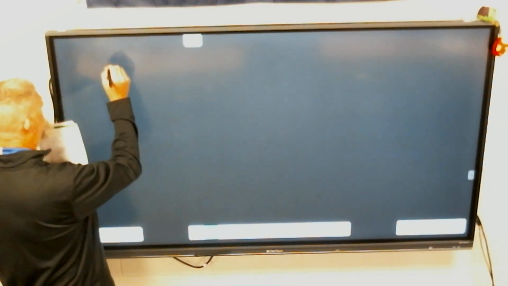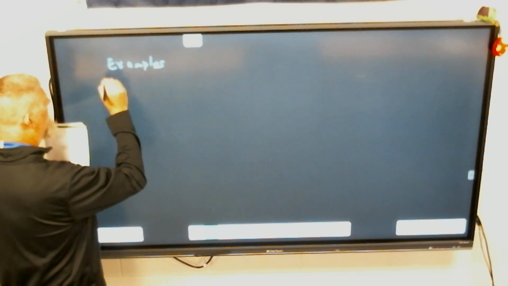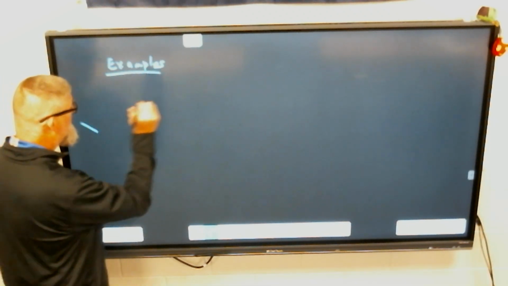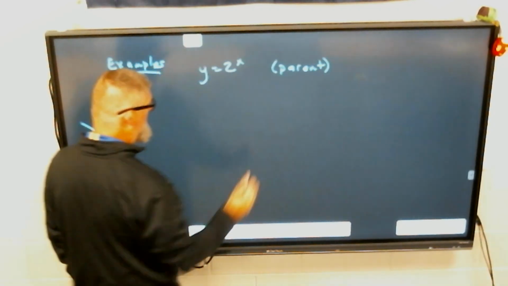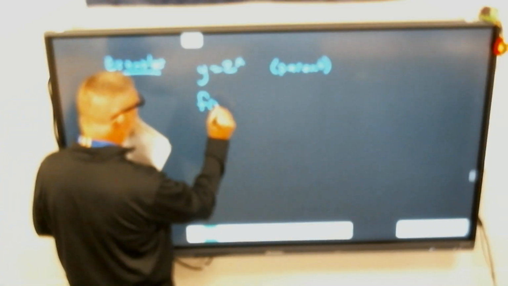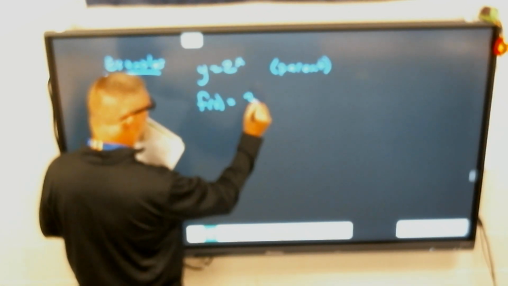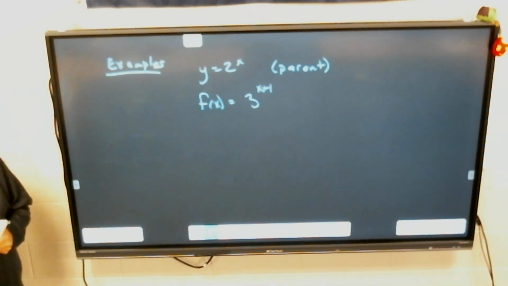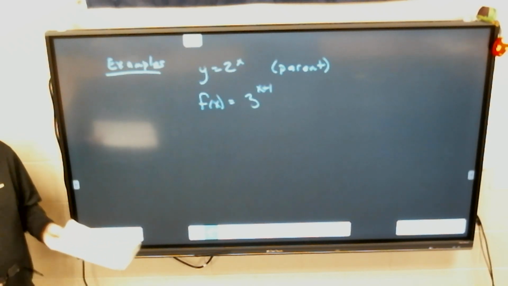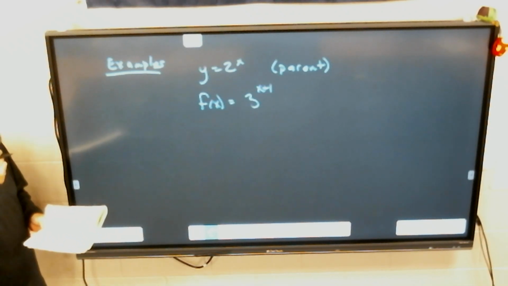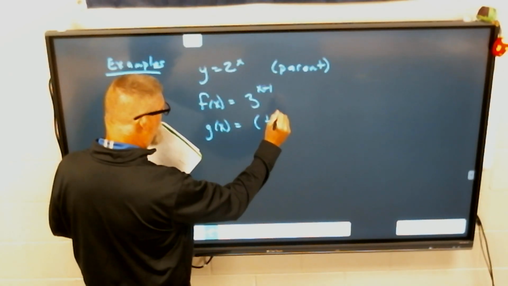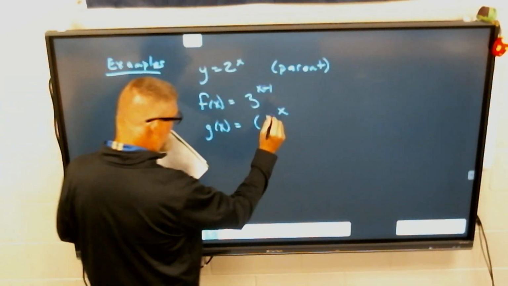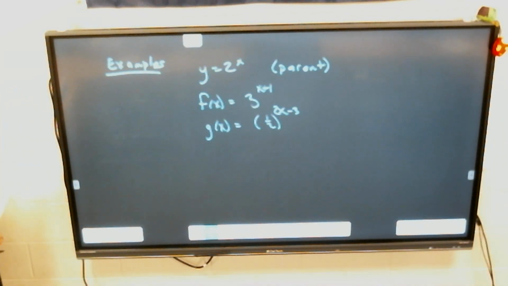All right, so some examples of what is. So obviously y equals 2 to the x. This, by the way, is what we call the parent function. If you ever see one as an example of an exponential, it's going to be y equals 2 to the x. We could have maybe f of x equals 3 to the x plus 1. That exponent could be an expression. In this case, the exponent is a linear function. So the exponent can be a function as long as it's in terms of x. Maybe we have g of x, this could be a fraction, 1/2 to the x power. Or even an expression, 2x minus 3, something like that. Those are all considered exponential.